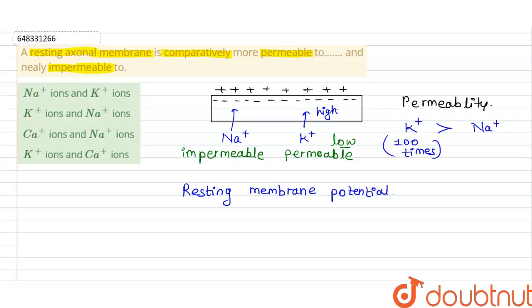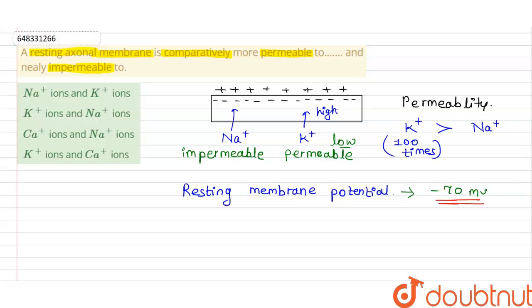We know that the value of the resting potential is nearly minus 70 mV. But if some neurons are longer than usual, it can go nearly to minus 90 mV. But mostly the value considered is minus 70. So this is the resting membrane potential, which we can call RMP.